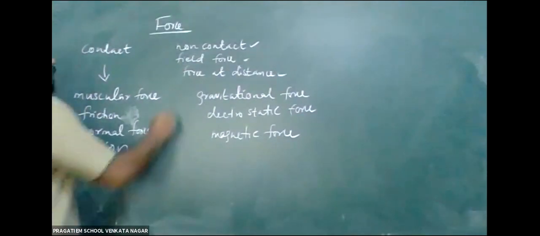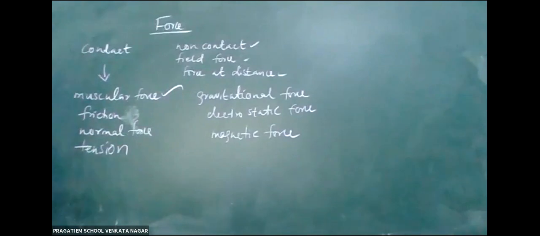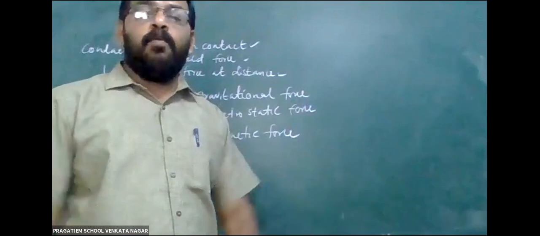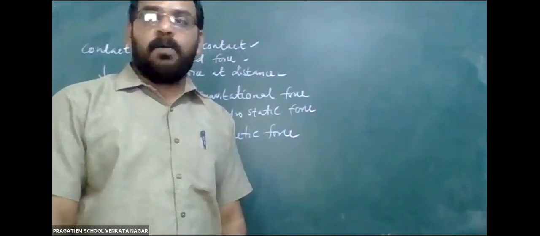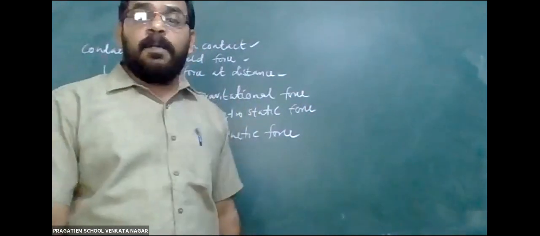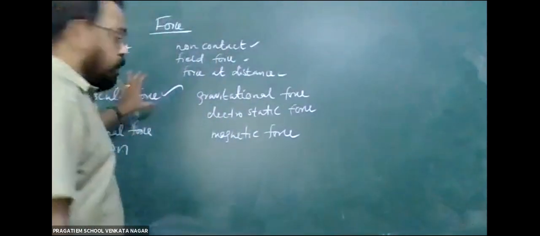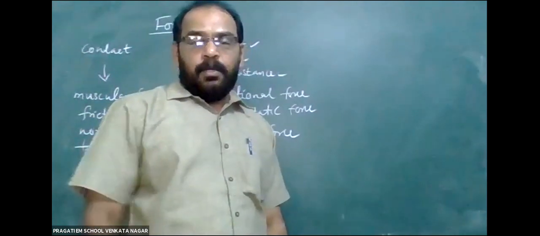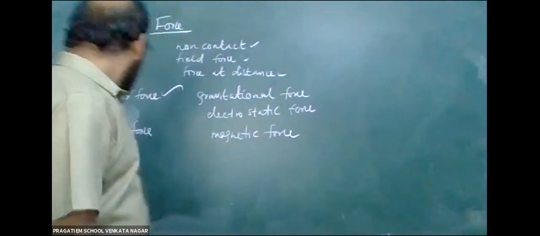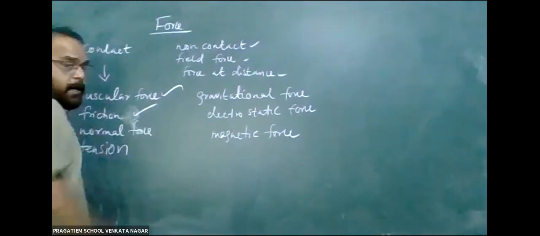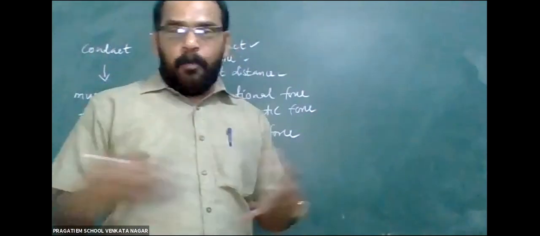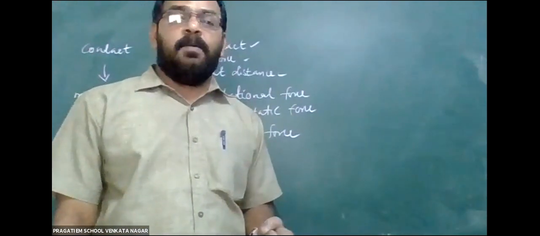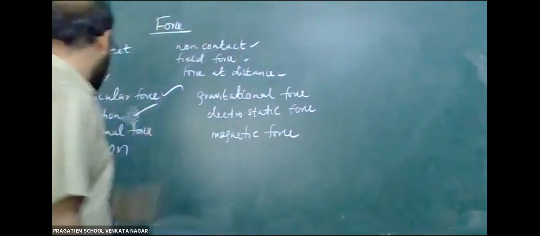Again, what is muscular force? We studied that the force applied by our body muscles is called muscular force. Animals and human beings all use muscular force to do our daily work. And then we studied what is friction. The force which opposes the relative motion of two objects is called frictional force or friction.